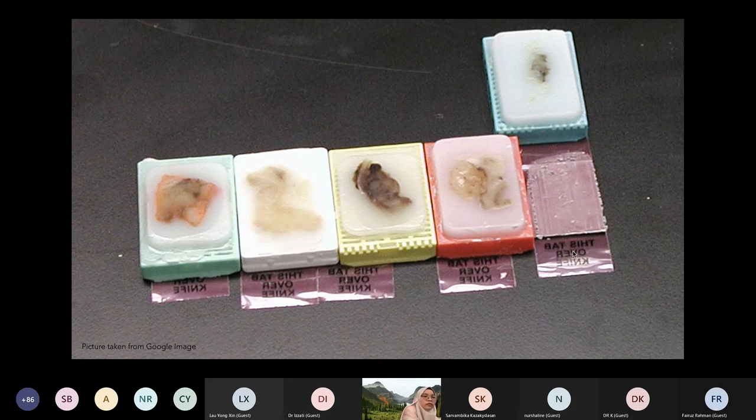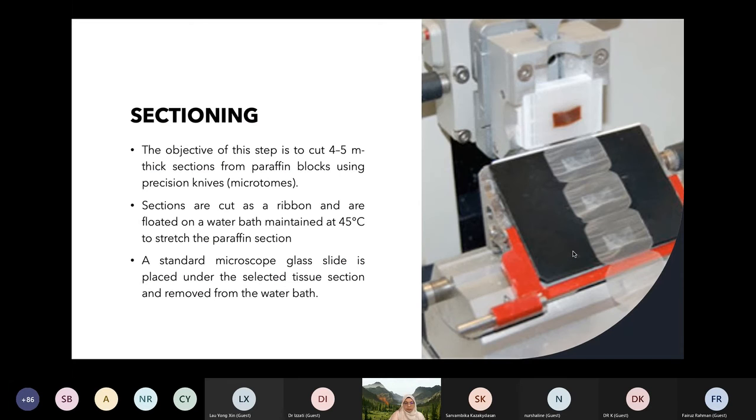And these are examples of tissue blocks formed with the paraffin wax and ready for the next step. Okay, the next step after embedding is sectioning. This step is crucial in producing the thin tissue sections that are going to be placed onto the microscope slides.